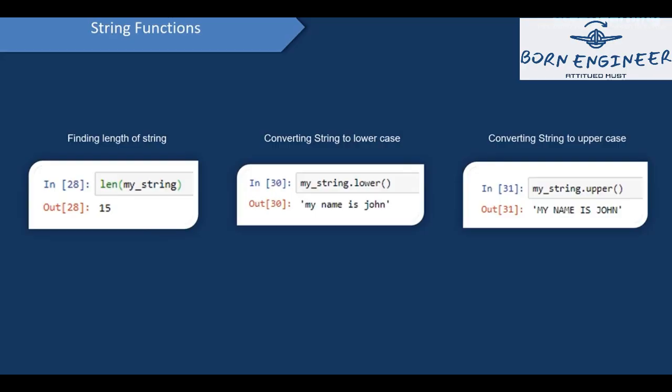Now let's work with some string functions. These are the three basic string functions which we have. If I want to find out the length of a string, then we can use this len function. If we want to convert our string to lowercase, then I can use this lower function. Similarly, if I want to convert the string to uppercase, then I have this upper method. So let's go ahead and work with these three functions.